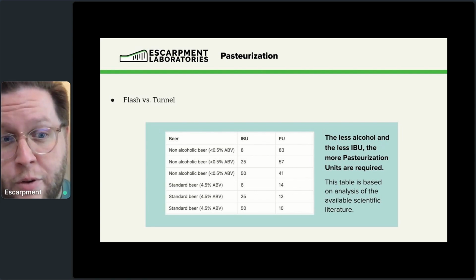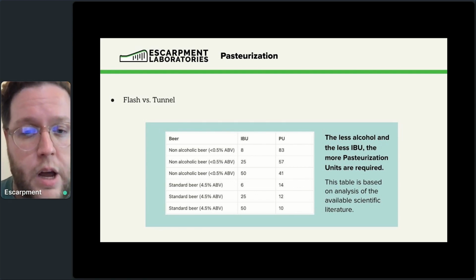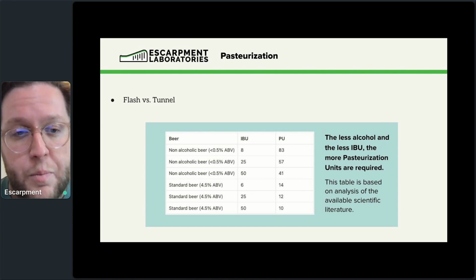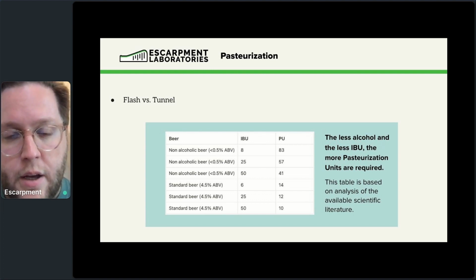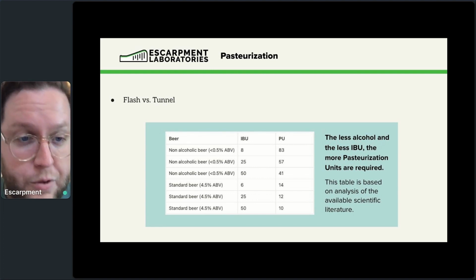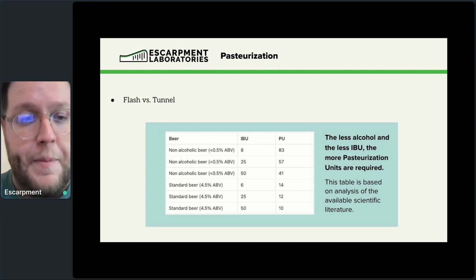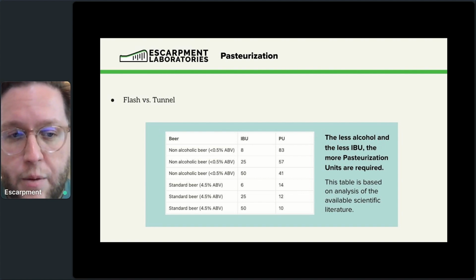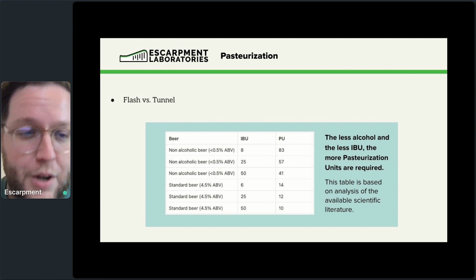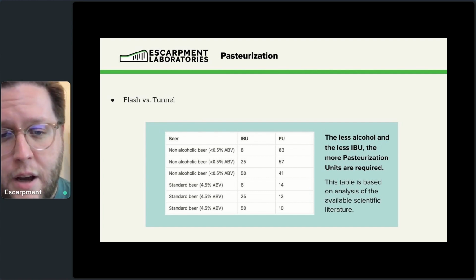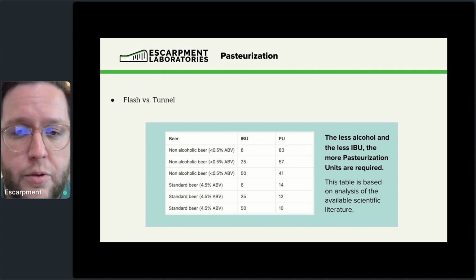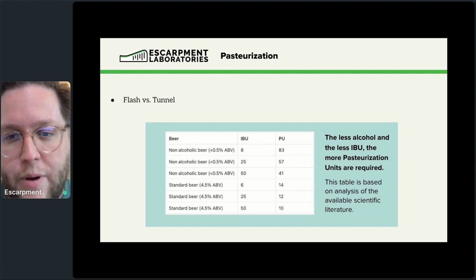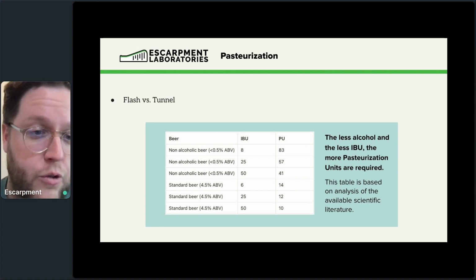Key point here is that pasteurization is different for non-alcoholic beer than it is for alcoholic beer. This is based on some research that's been published, but in general, it does seem like beer with lower alcohol requires more pasteurization to achieve the same reduction in pathogenic organisms, as well as yeast spores, which can theoretically germinate and make your cans explode. And hops actually have an impact too. Lower IBUs tend to require more pasteurization. So those are two controls that you have to determine how much pasteurization to apply.